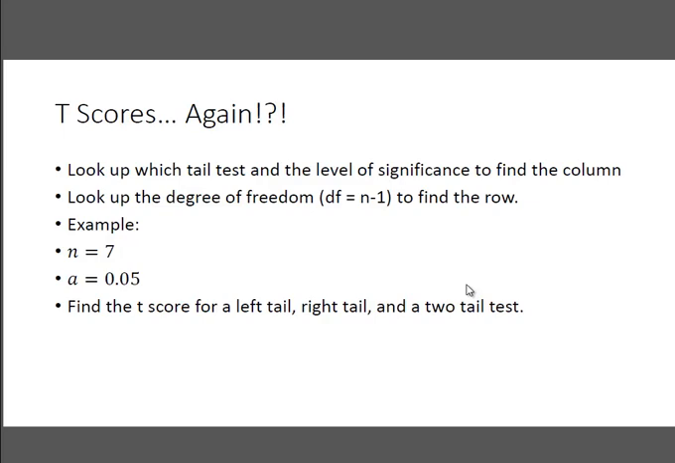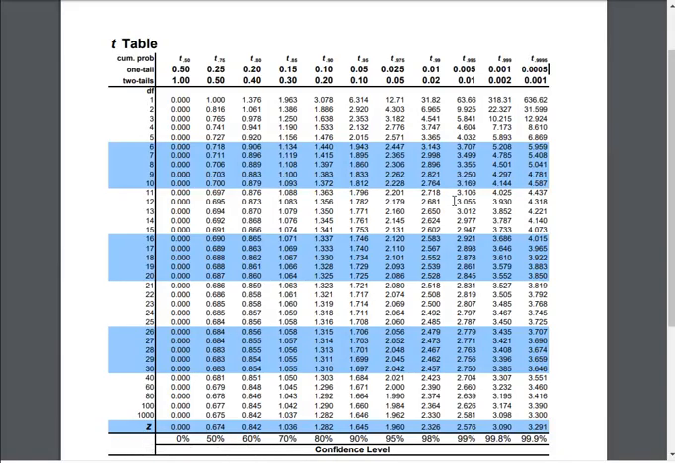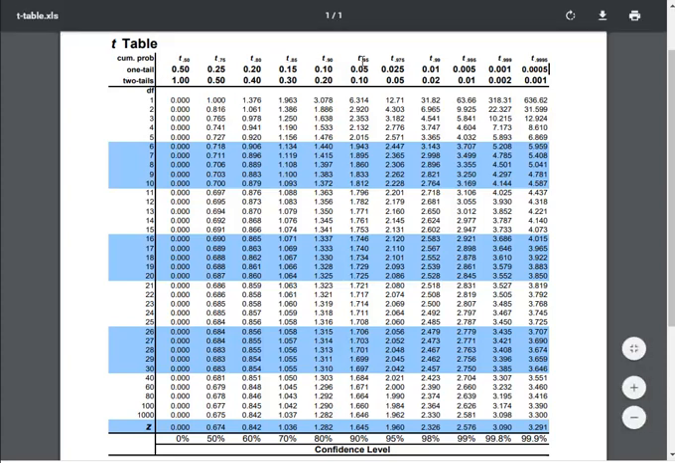Say, for example, you have a sample size of 7 and a level of significance of 0.05. Let's find the t-score for a left tail, a right tail, and a two tail just to get you acclimated with how you would do that. Again, we're going to start by looking up here. Let's start with the left and right tail. It's a one tail test, and we're going to be looking for 0.05 at one tail. So this is the column that we are going to be using.